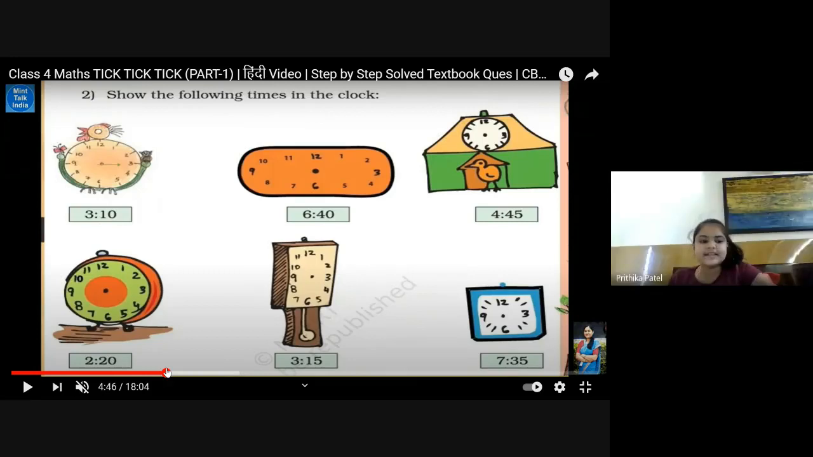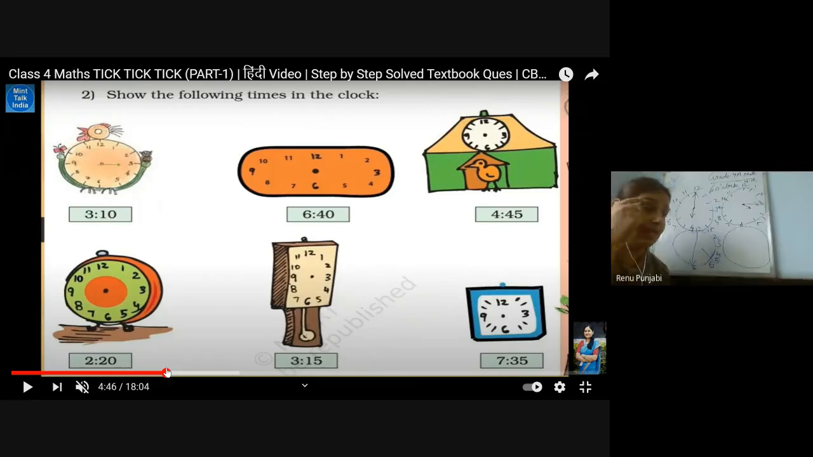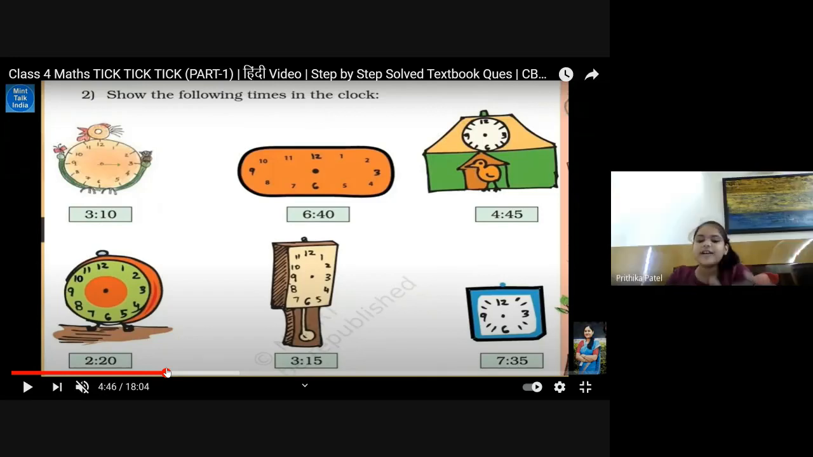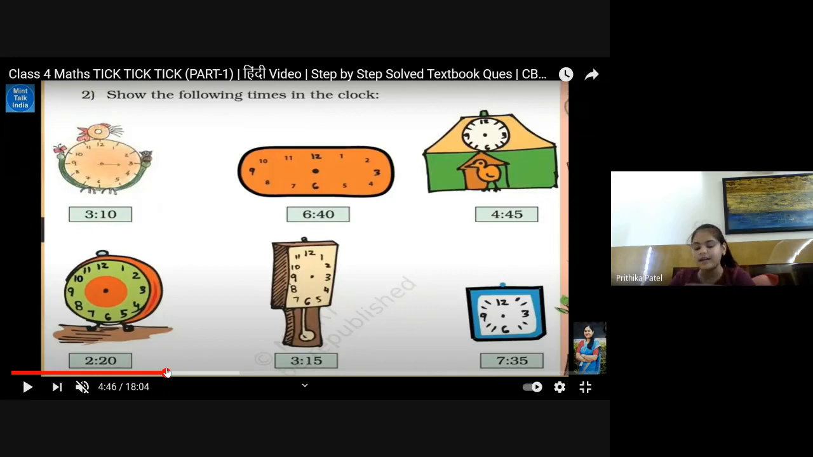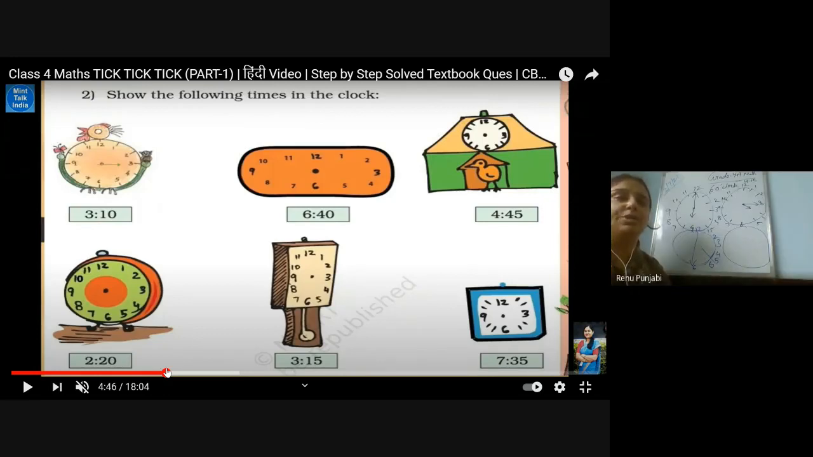Ma'am, I can see the first clock. Yes, Pritika. First clock. Where will the short hand be? The short hand will be at 3 and the long hand will be at 2. Very good. Next child, Arush Miani.